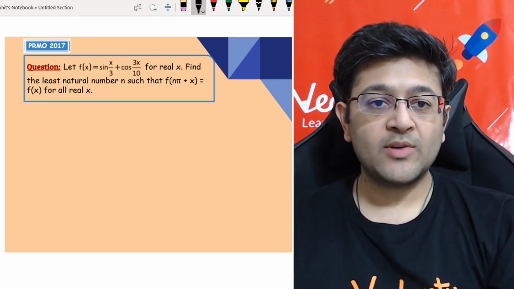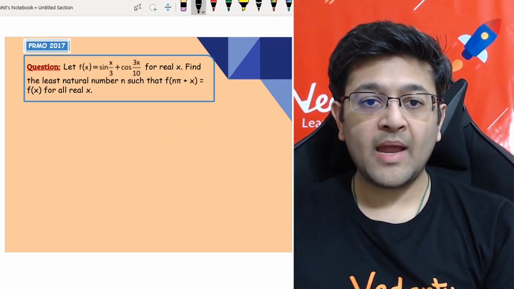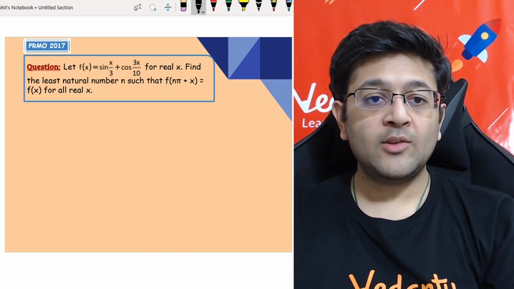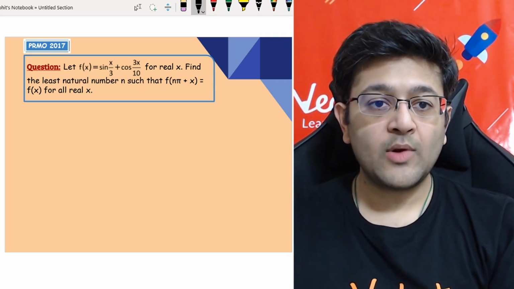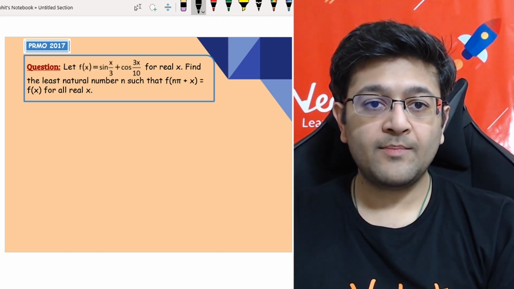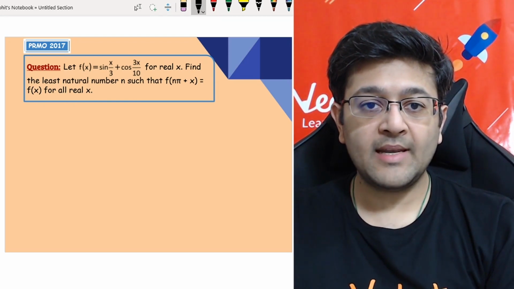Now coming to the next question. This involves trigonometry and a little bit of functions. So let's see the question then. f of x is sine of x by 3 plus cos of 3x by 10 for real x.